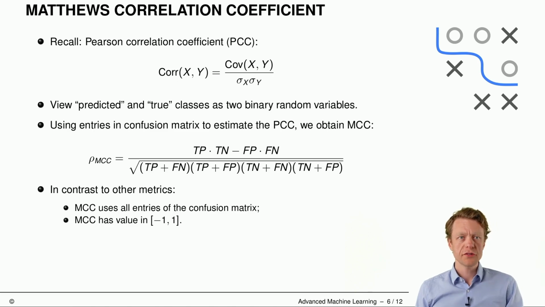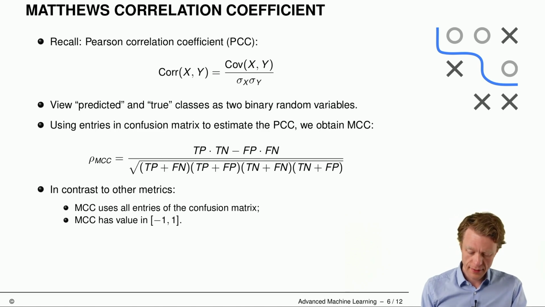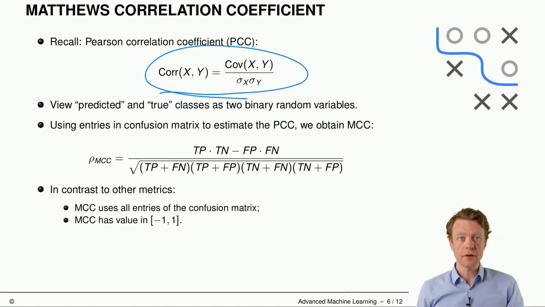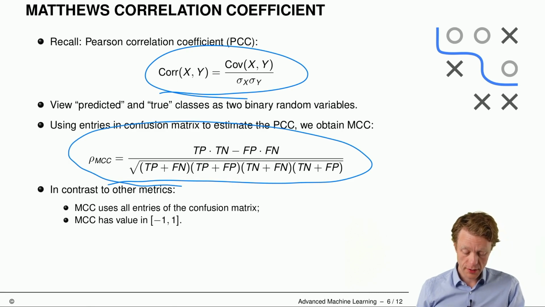Another important measure here is the Matthews correlation coefficient, also called phi coefficient. So let's think about the Pearson correlation coefficient. That's more or less exactly what we're doing here. Correlation is covariance divided by a product of the standard deviations. So we look at those two classes as two binary random variables, and we use the entries of the confusion matrix to estimate the Pearson correlation coefficient, and then we end up with this formula here, which I guess is most important here in the denominator.